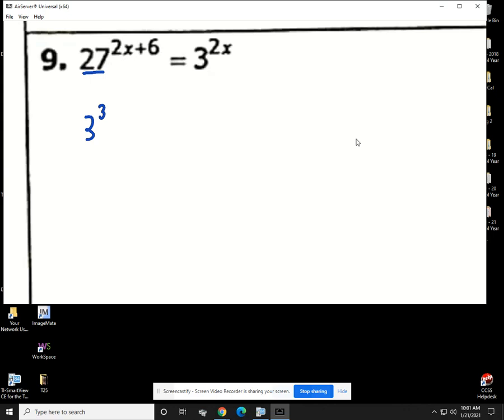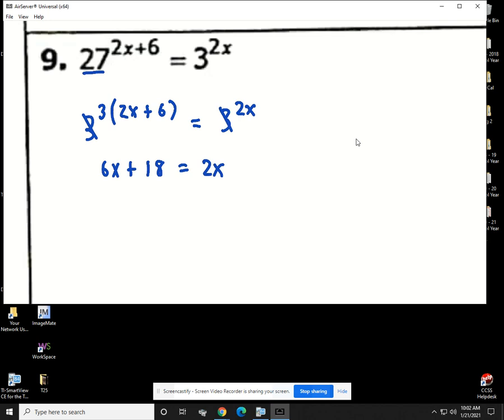Now here's the thing. You can't forget about the exponent that was already there, okay? Put it off to the right, and we'll deal with that in a second. But I don't need to change that side. So here I'm left with 3 to the third times that other exponent that was there, 2x plus 6, equals 3 to the 2x. We made our bases the same. What can we do with them? We can drop them off. Now, we distribute. What is 3 times 2x? 6x. What is 3 times positive 6? 18. So 6x plus 18 equals 2x.